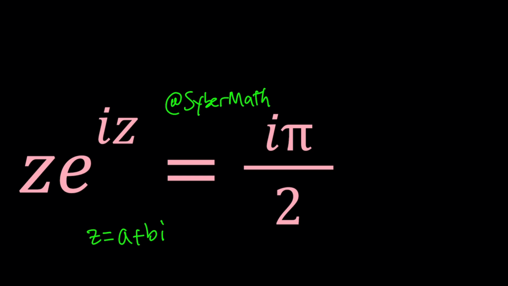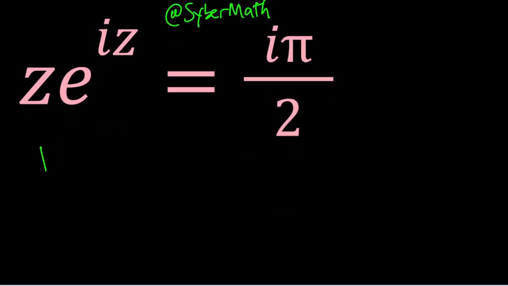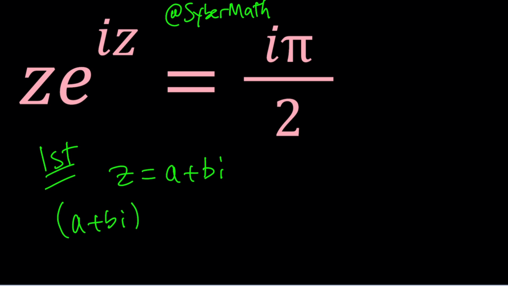How do we solve an equation like this? Guess and check. Replace z with a plus bi. Sure, that could be one of the methods. Why not, right? So let's go ahead and start with that. First method, we're going to replace z with a plus bi because it can solve many problems. Second, it's the name of this channel. Isn't that cool? So let's replace z with that, a plus bi times e to the power i times a plus bi. And that's equal to i pi over 2.